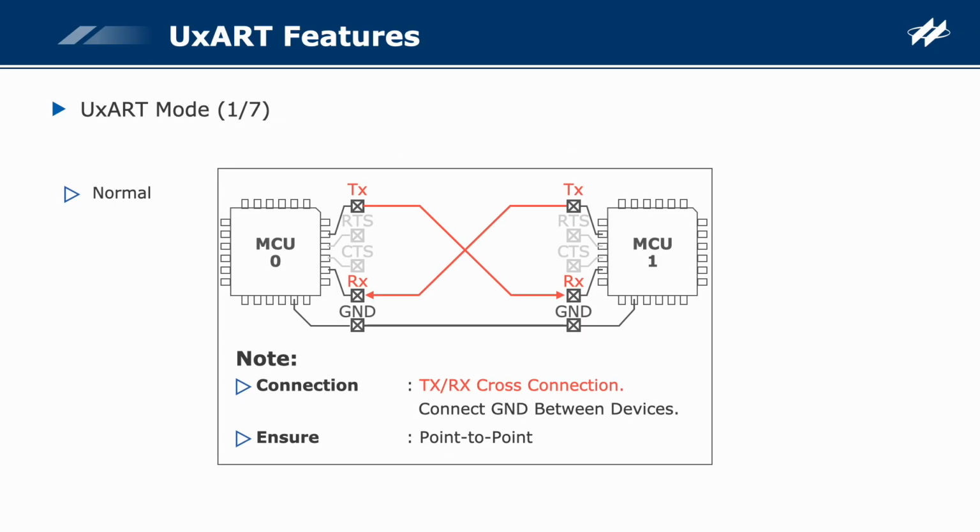The following will introduce the communication protocols supported by the Holtek UxART. The first is the normal mode, which is the basic UxART function. The TX pin transmits a byte, and the RX pin receives it. Consequently, the TX and RX pins require cross-connection. Note that the voltage must be compatible with the MCU. This mode is typically used for one-device-to-one-device communication.